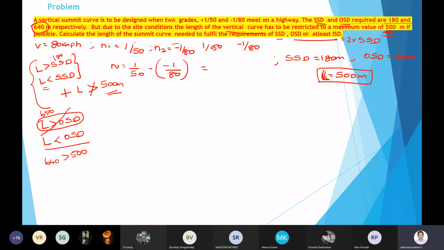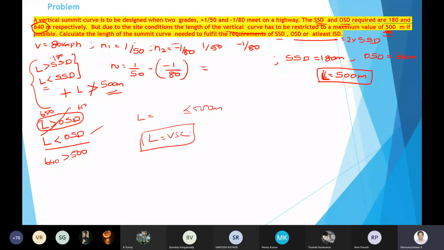At the same time, there is a chance it is less than 180. The same OSD we were also comparing, but it is 650. It is supposed to be not greater than 650 because the maximum is restricted to 500. So when you are applying only one case for the second one, length is less than OSD. Out of this, which one is the maximum length, which is supposed to be less than or equal to 500 meters? So that can be the finalized length of the vertical summit curve.